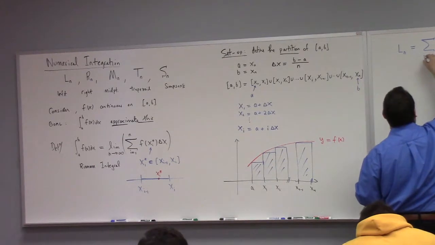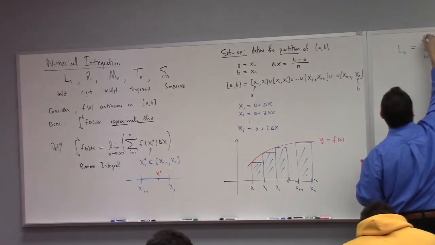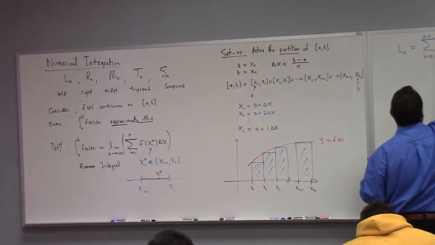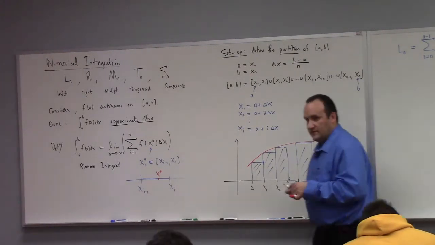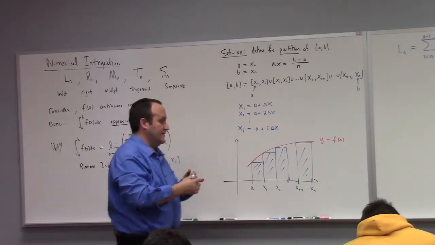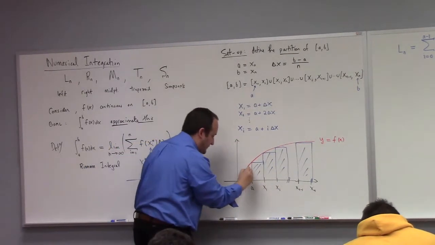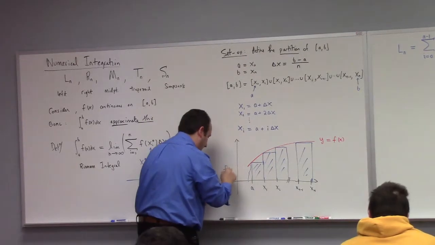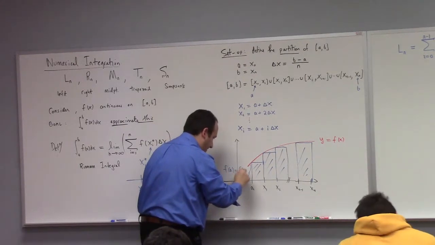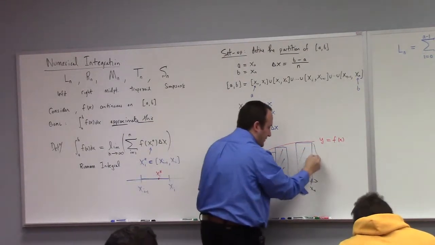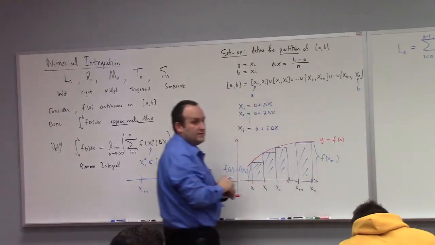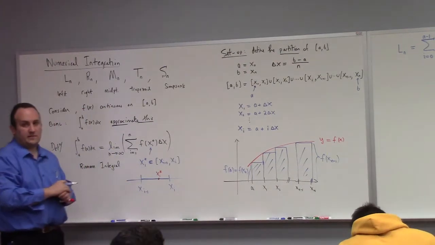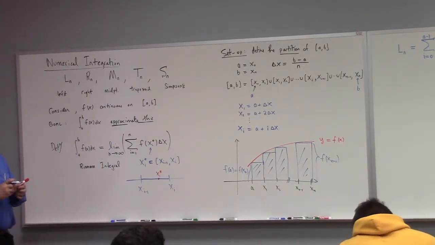So what's the formula for L_n? It's the sum, i equals 0 to n minus 1, of f of x sub i delta x. It starts with the height of the first one, which is f of a, which is f of x naught. The height of the last one is f of x sub n minus 1. So you're going from the 0th to the n minus 1 sample point. This is the left endpoint rule.